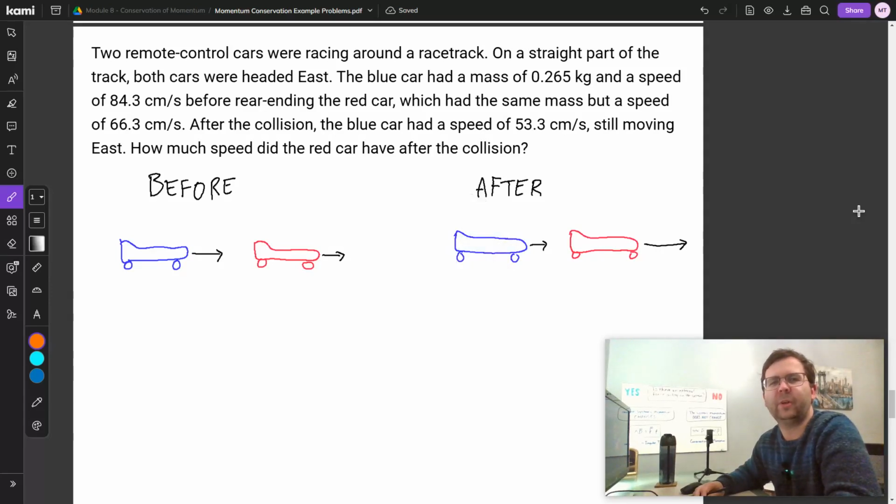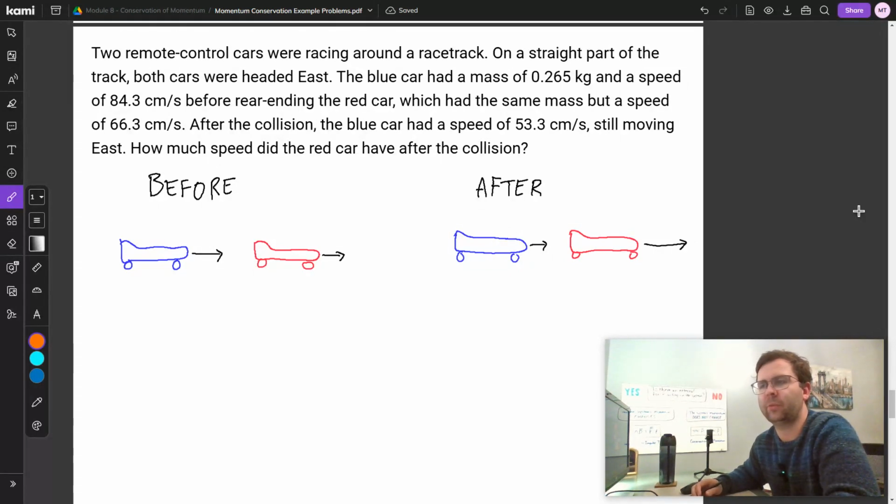Hi, in this video, we're going to look at one last example of elastic collisions where two objects collide with each other and then bounce off. So here's our example. Two remote controlled cars were racing around a racetrack on a straight part of the track. Both cars were headed east.